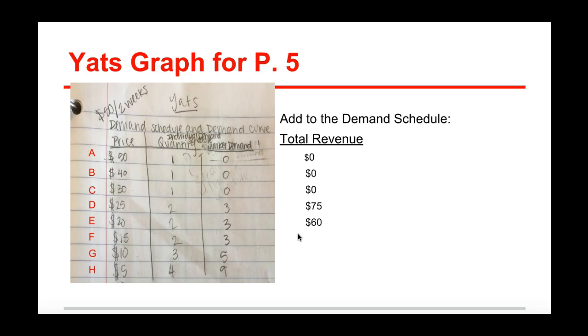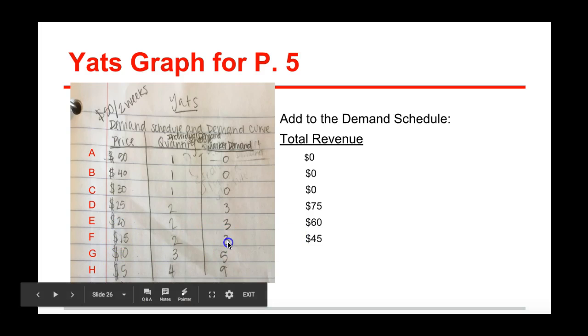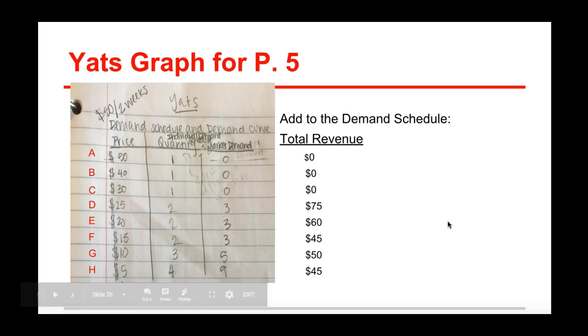Okay, you should have gotten for point F, $45, multiplying 15 times 3, for point G, $50, and for point H, $45. Okay, now what are we going to do? Well, what we're going to do here is determine your elasticity for YATS, but we're going to look at it from point to point. Now, your guys' graph is actually fairly boring at the top, I'll be honest, because you guys have a bunch of zeros at the top.